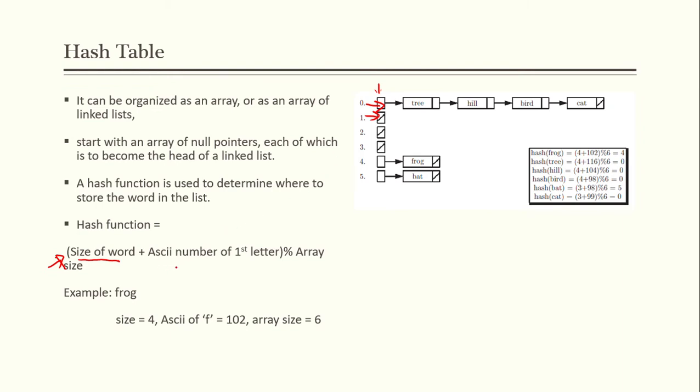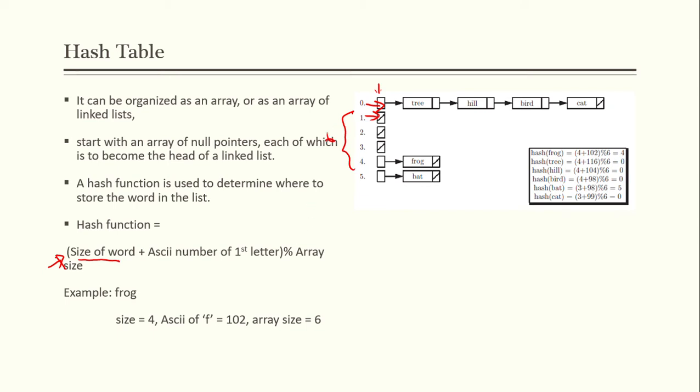And then plus the ASCII number of the first letter. So we need to know the ASCII value for T, for H, for B, and for C, and other words as well. And this is not percent, this is modulus. Modulus means the remainder. What would be the remainder after you divide it by the array size? In this case, the array size is 6, locations 0 up to 5. So the size is 6.